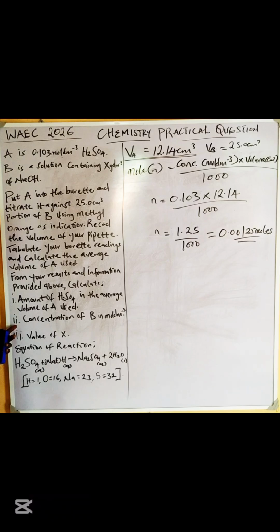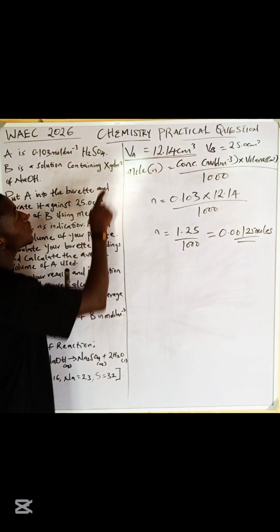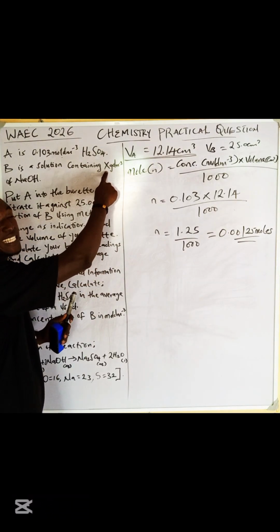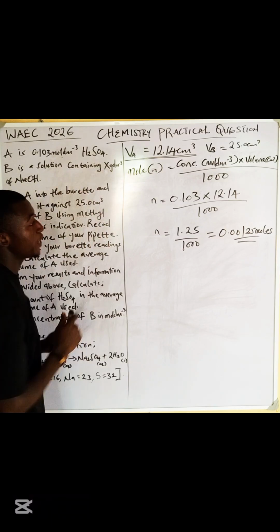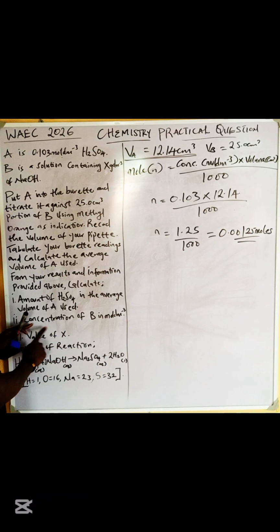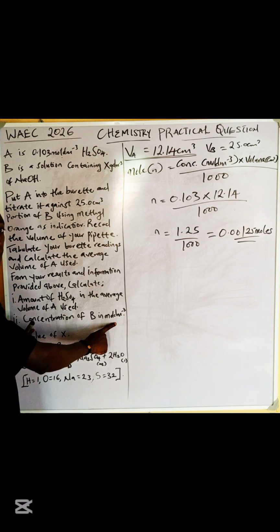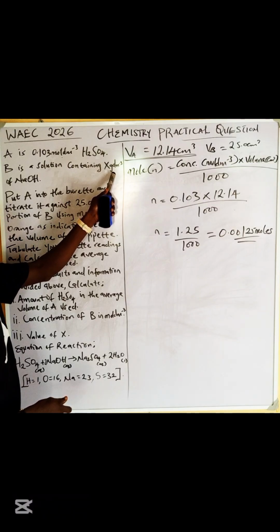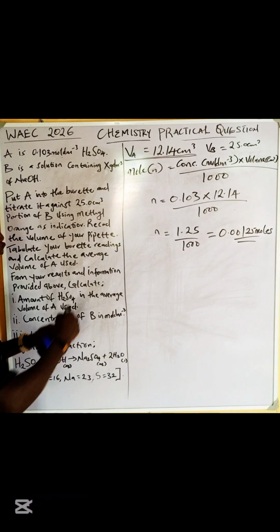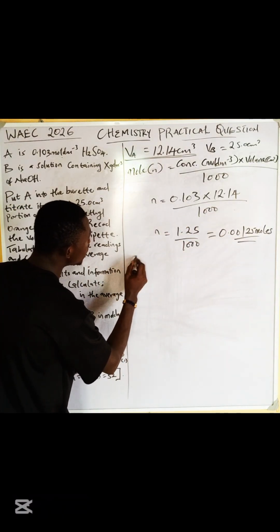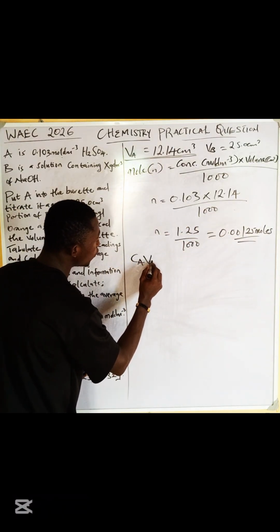Now the second one is the concentration of B in mole per dm cube. If you look closely, you notice that the value given here is X. They did not give us any value here, they gave only X. Now, for you to get the concentration of B in mole per dm cube, this is in gram per dm cube, right? So for you to get the concentration of B in mole per dm cube, you will use the formula that we all know.